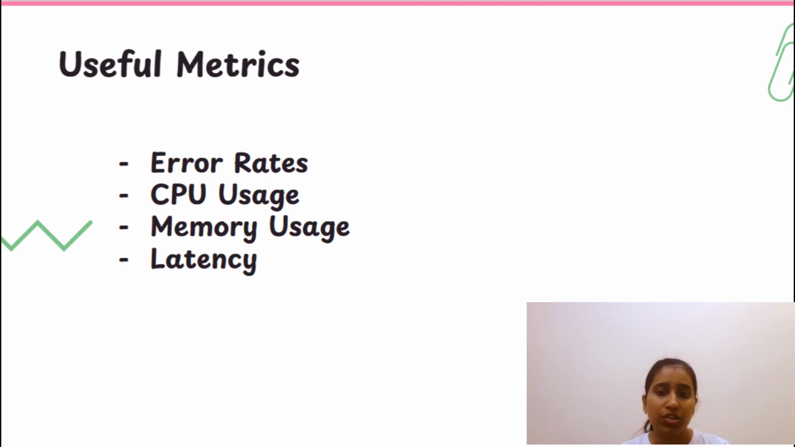Then memory usage is also critical. High memory consumption might indicate memory leaks or some inefficient processes running, which can lead to out-of-memory crashes. And last is latency. Latency is a measure of how long a particular request is taking from one point to another. High latency can signal issues in your network connection or infrastructure, and in how endpoints are connected.